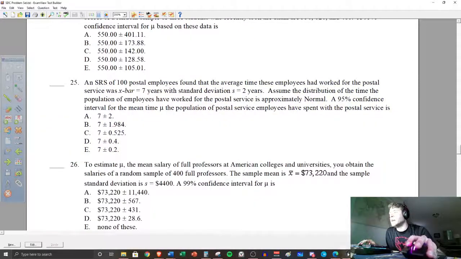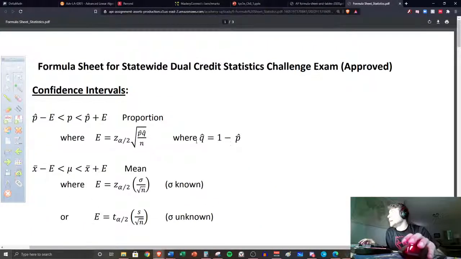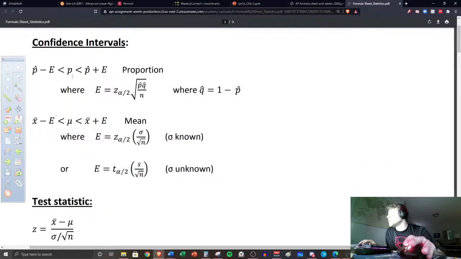So let me pull up the formula sheet real quick, and we're going to end the video after this, by the way. But this is what they have to create your confidence interval. E is the margin of error, okay? E is the margin of error. That's how they list that on there. And it gives us these symbols. Now, we're going to read this scenario and work this problem.